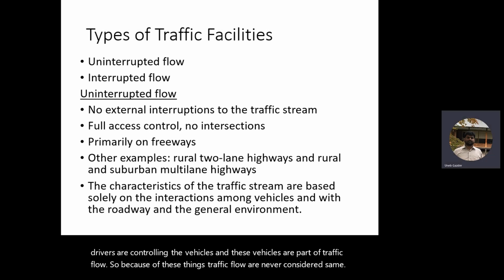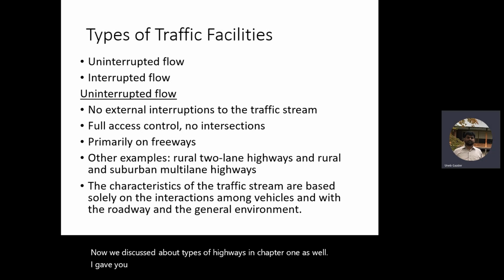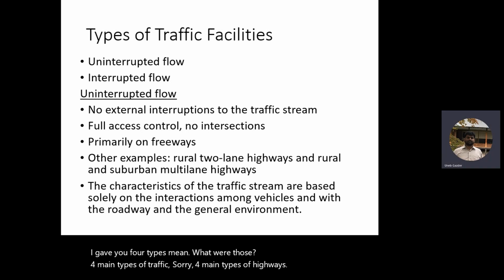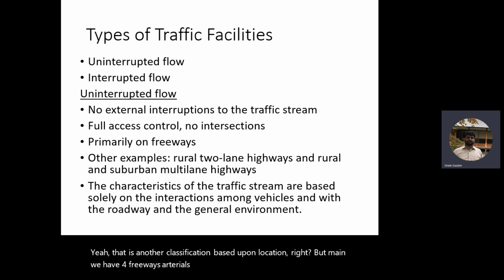Now we discussed types of highways in chapter 1 as well. I gave you 4 main types. What were those? 4 main types of highways. The freeways and the local. Yeah, that is another classification based upon location, right? Urban, rural. But the main 4 are freeways, arterials, collectors, and local.